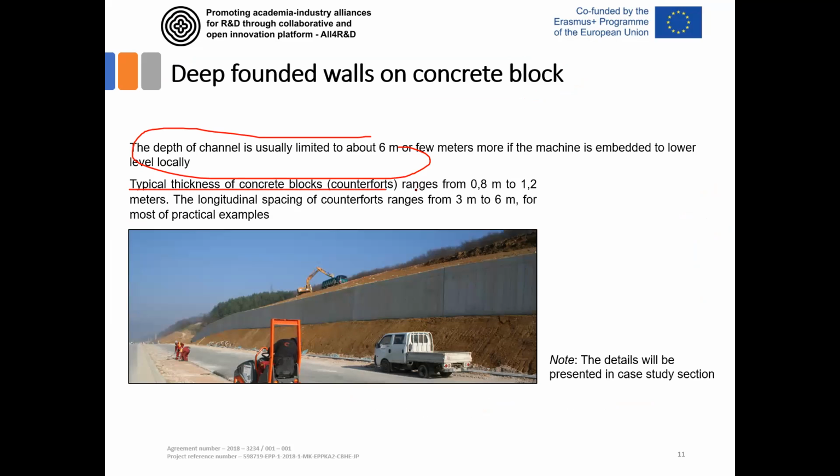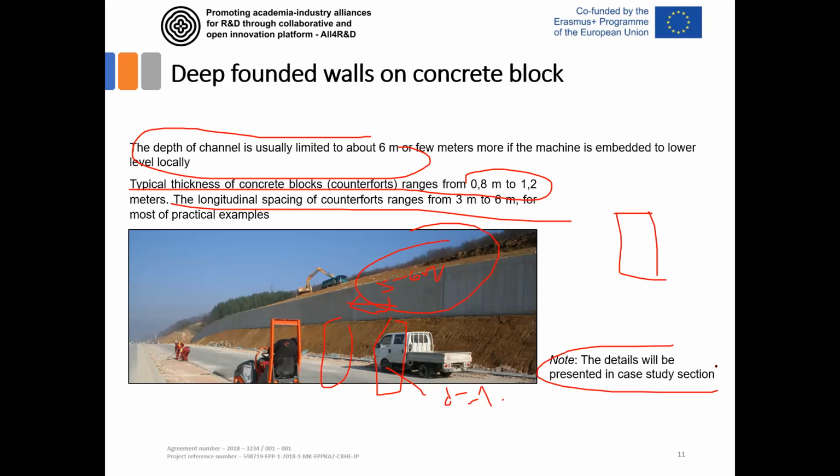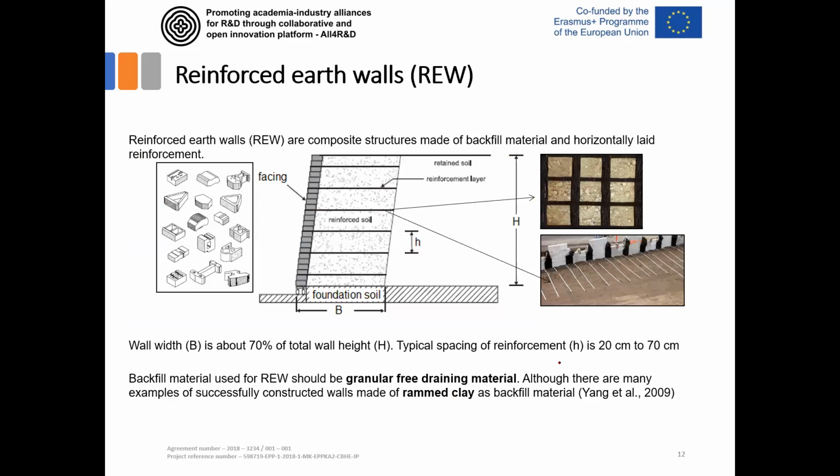The typical thickness of the concrete blocks is the width of this excavation machine. So it's around 1 meter, while the spacing of the counterforts, so one counterfort is here, the other one is here. Its thickness is about 1 meter, and the spacing is about 5 to 6 meters usually. Of course, it needs to be calculated and checked by the detailed design. As I said earlier, we'll show the details in the case study section later.